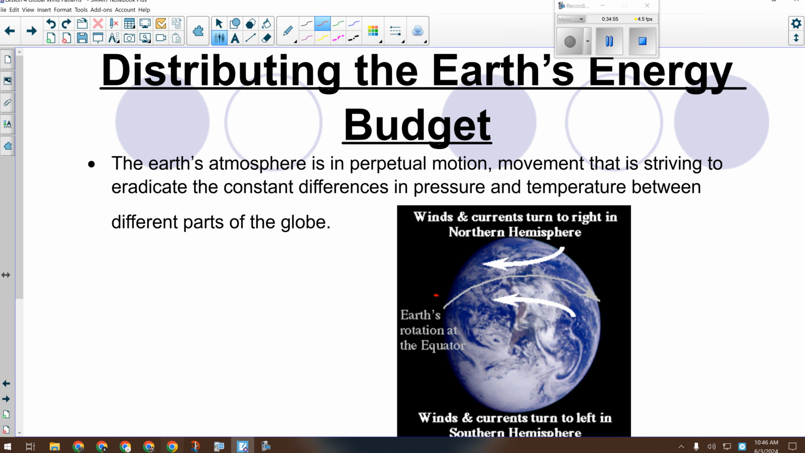Does that sort of make sense? Even if air is trying to go north-south, we would actually get a sensation that it's coming from the east or the west because of our rotation. Everybody all right with that?